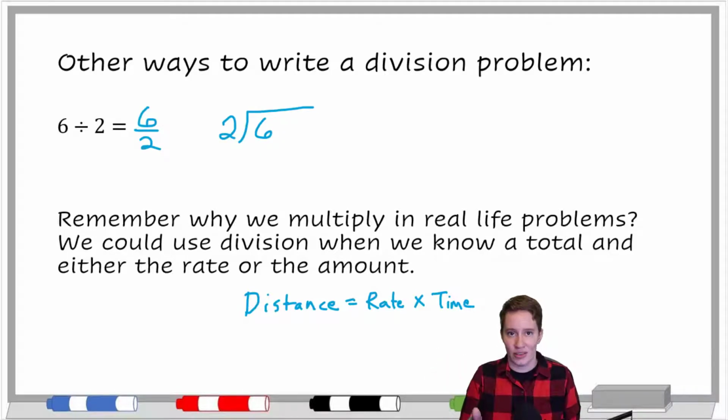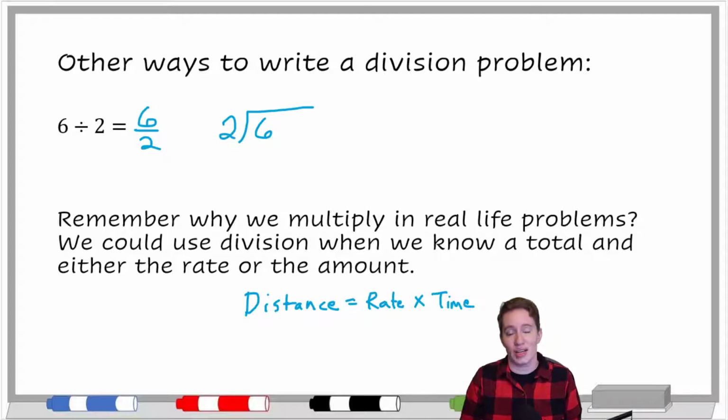We might divide though if instead we know how far we want to go, and we know either the speed or the time that we want to have, but we're missing the other piece. So maybe you know what the speed limit is on the road you're going to travel, and you know how far you need to go. Dividing tells you how long it should take you.